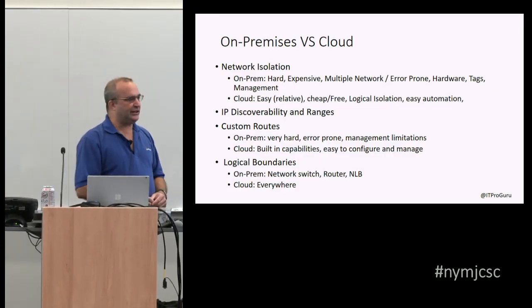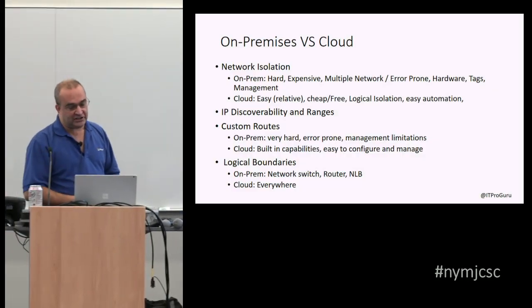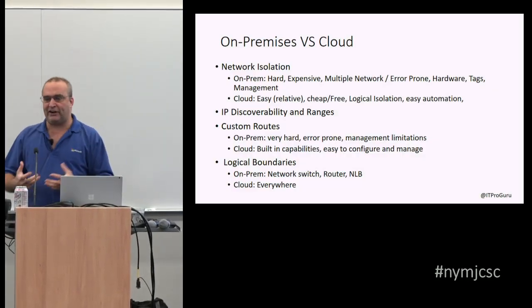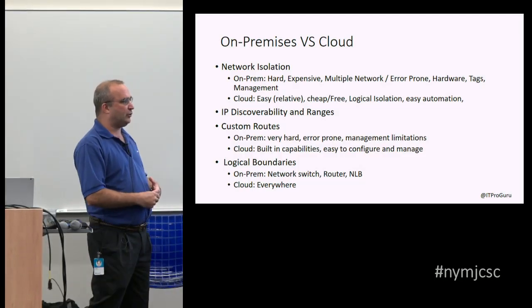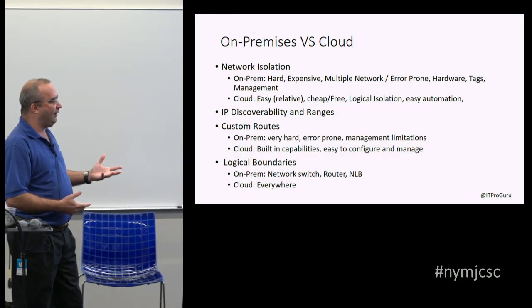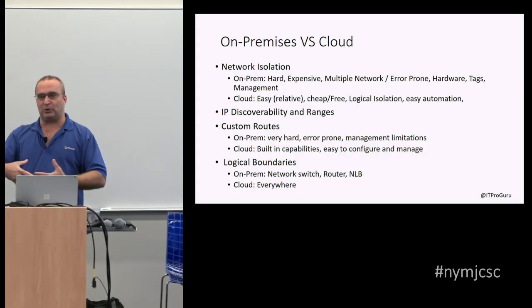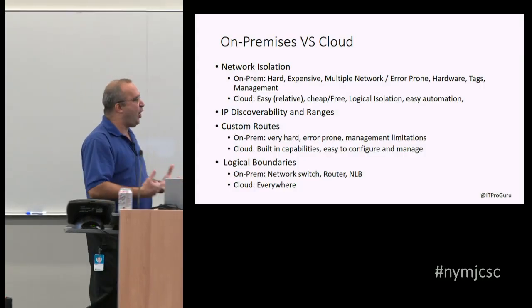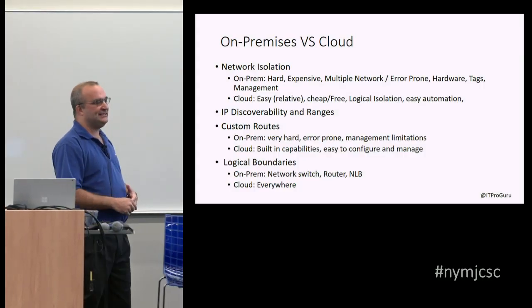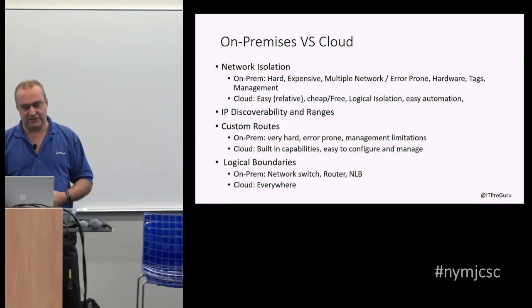IP discoverability and ranges, we talked about that already. Custom routes on-prem are very, very hard. What are you doing? You're either setting up rules on your routers and your firewalls, or even worse, setting up rules on the local servers that are actually going to be doing the routing. So it's really hard to do. In the cloud, it's super, super simple.